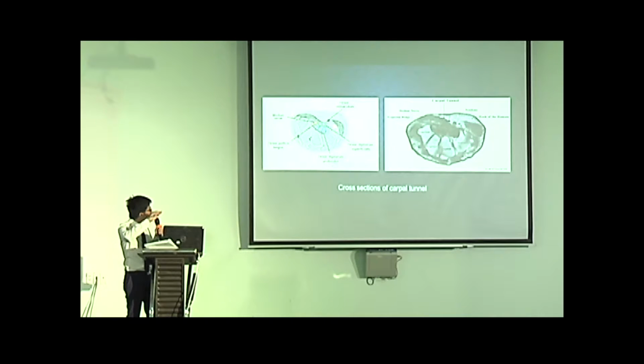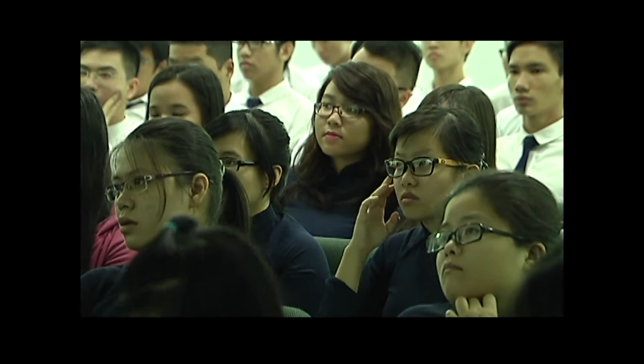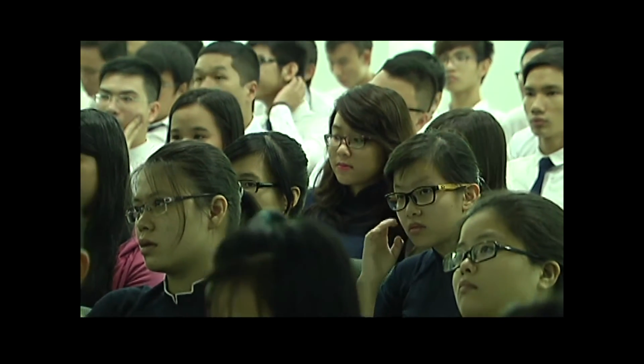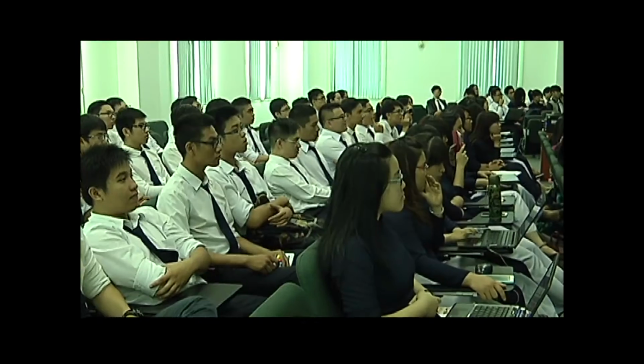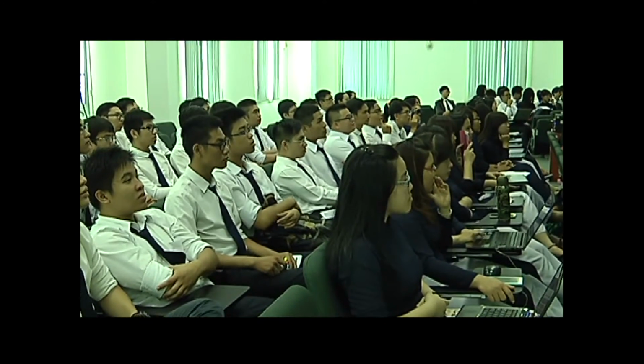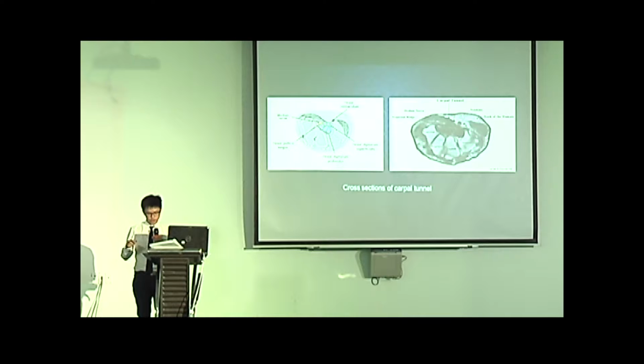You can see here the medial wall of the tunnel. The medial wall is formed by the hook of the hamate, the pisiform, and the pisohamate ligament. The lateral wall is formed by the tubercle of the scaphoid and the trapezium.